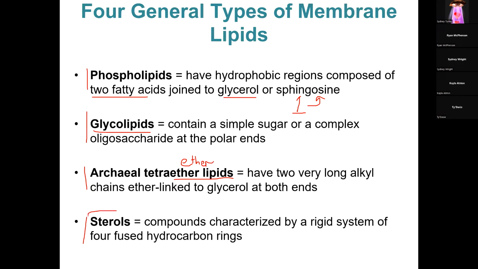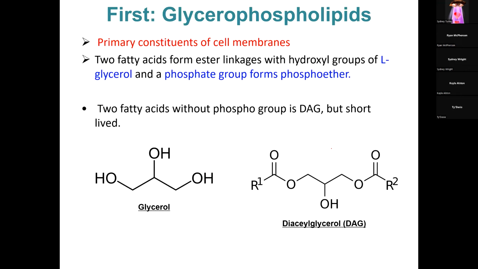And then what I didn't mention was the sterols, which are based upon 4 rings joined together. Cholesterol was one of the sterols, but also things like testosterone or estrogen are sterols, and I'll cover those at the end as well. Let's cover for now the glycerol phospholipids.